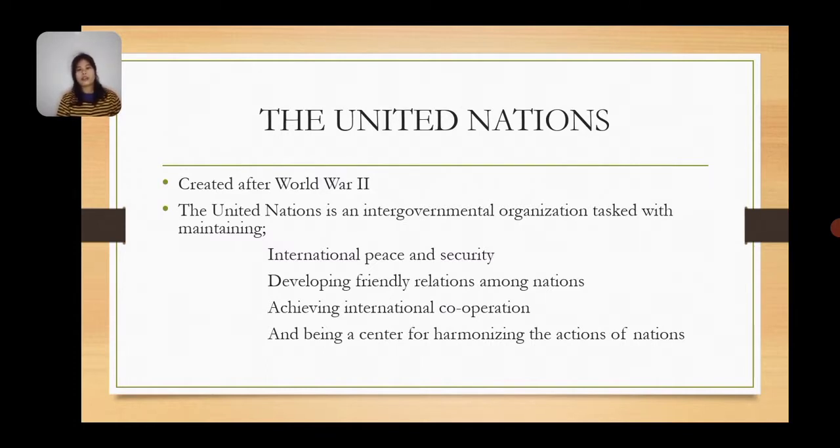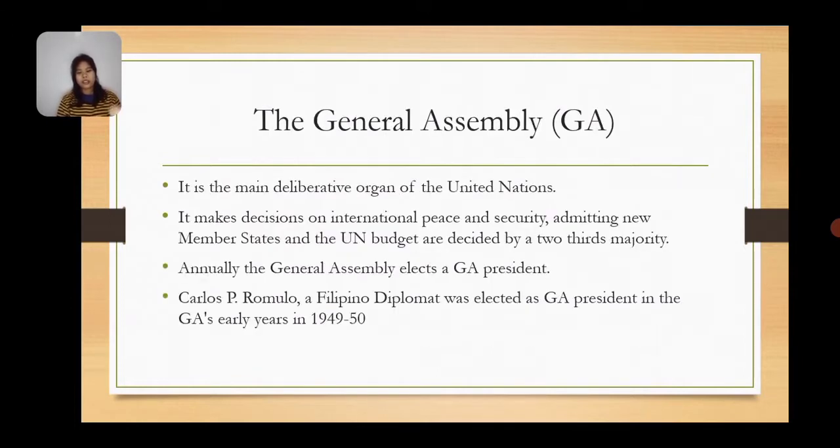There are five organs of the United Nations. First is the General Assembly or GA. The General Assembly is the main deliberative organ of the United Nations, comprised of the current 198 member states. It makes decisions to maintain international peace and security, admit new member states, and set the UN budget. They are decided by a two-thirds majority. Other matters are decided by a simple majority.